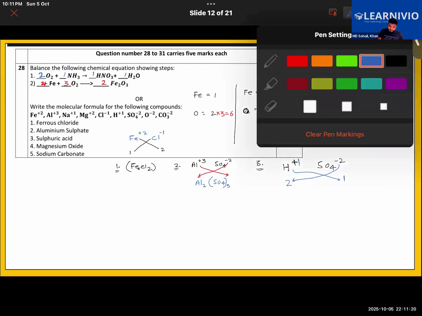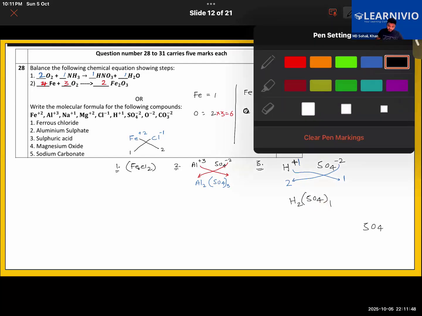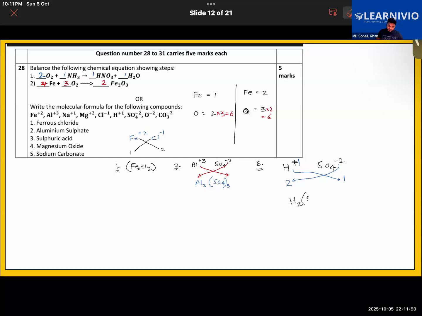H minus 2? No, not H minus 2. Again, you're confusing it. It's simply going to be H2SO4. 1 should not be written here. We're not going to write 1 here, because writing 1 does not make any change. 1 multiplied with anything gives us the same result, no? So H2SO4.